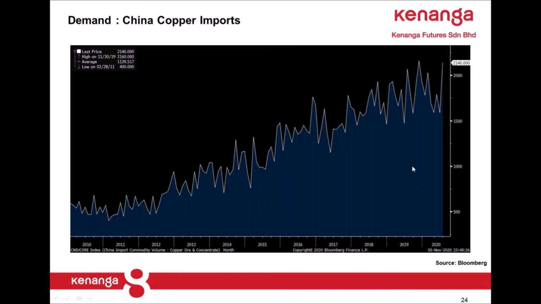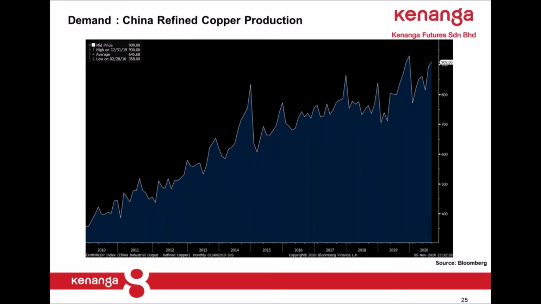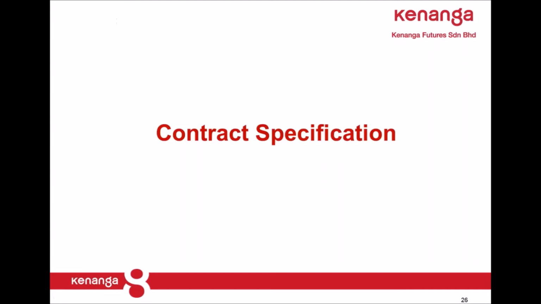Okay, as you can see, it's a steady uptrend for China copper imports. This is the monthly chart. Okay, this is China refined copper production, meaning they import the copper ore, and then it's produced into refined copper. So the production is also in line with the importing trend, which is a rising uptrend.